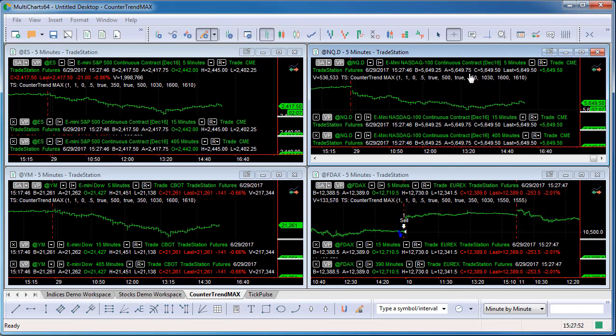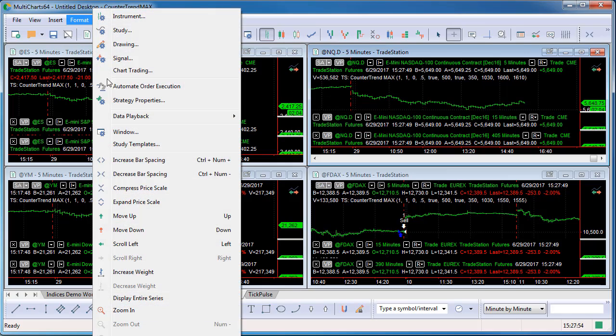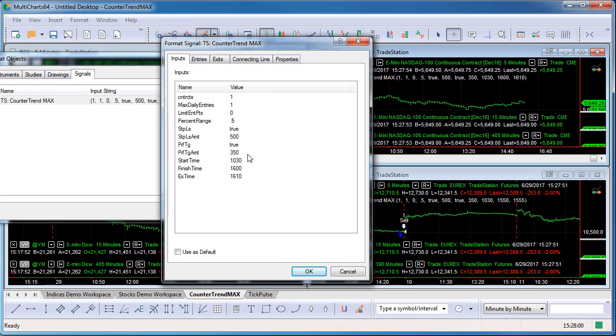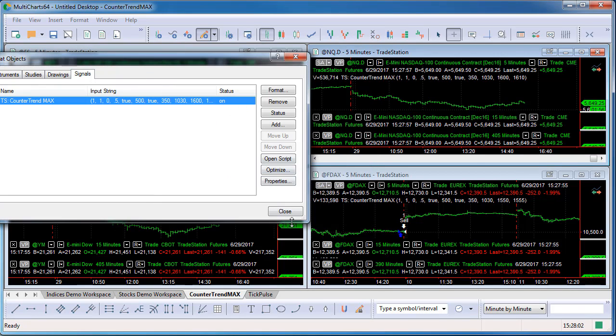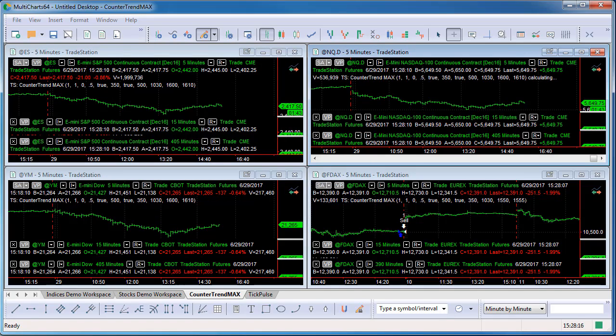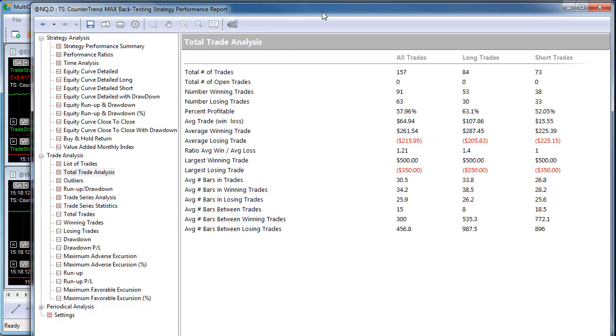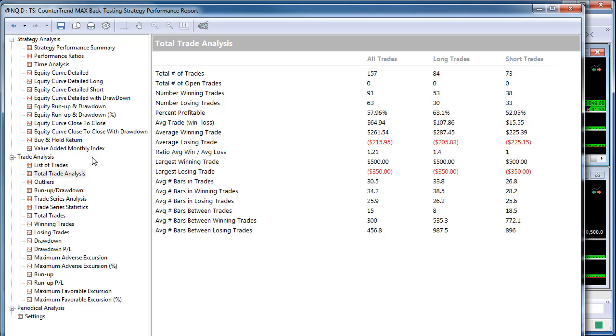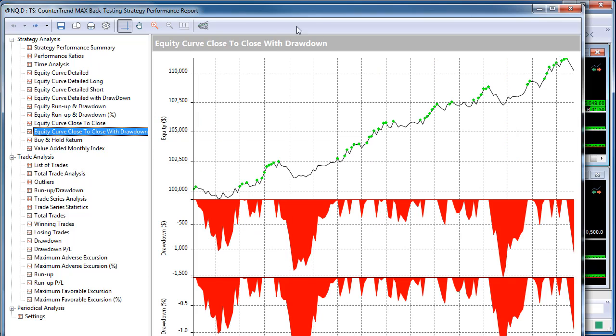Let me make sure I may have changed some of this. Let's see, format signal. Yeah, it's a 500 stop loss, 350 profit target, and so you can get different results. Let's go ahead and take a look at that. So here are the results on NQ, and you see 10,195. Total trade analysis, 64.94. Equity curve, close trade to close trade drawdown.